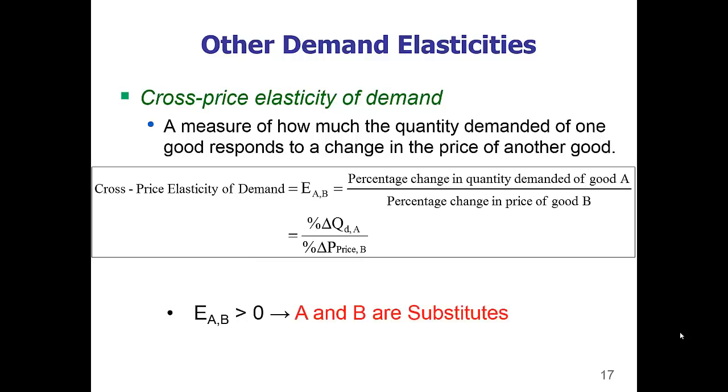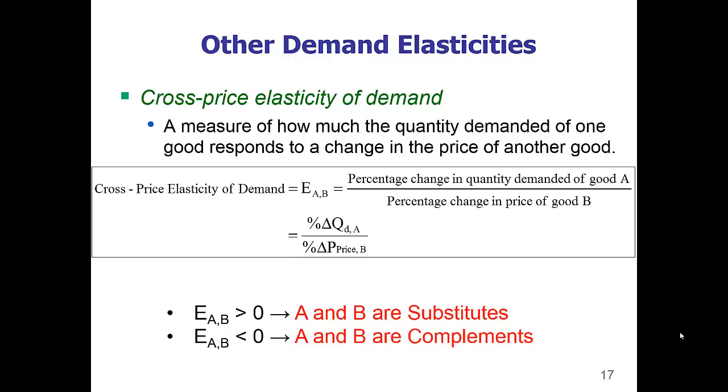If the value of the elasticity is positive, that means those two goods are substitutes. So if we find that when the price of vanilla ice cream increases and the consumption of chocolate ice cream increases, that means that people substitute away from vanilla ice cream towards chocolate ice cream when the price of the vanilla increases. If the elasticity is negative, then the two goods are complements.